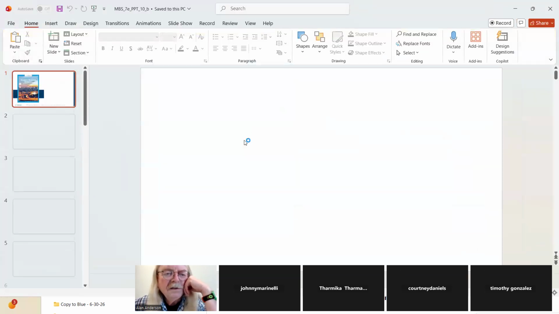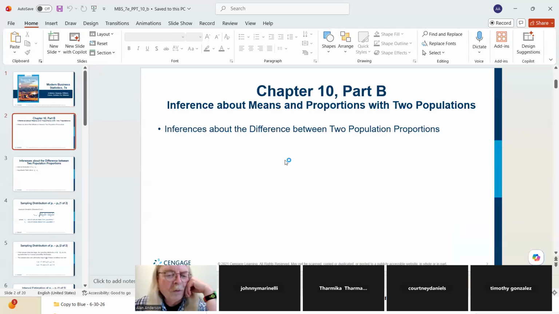Okay. So like I said, 10B is for proportions. We'll get to that in a bit. First, we have one last case to consider when we're comparing two means.